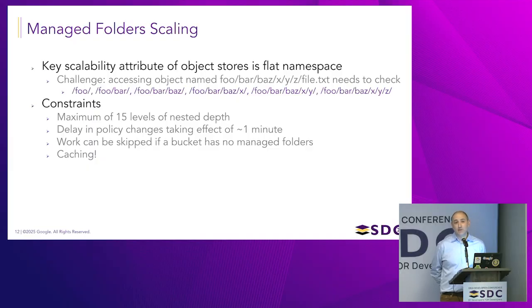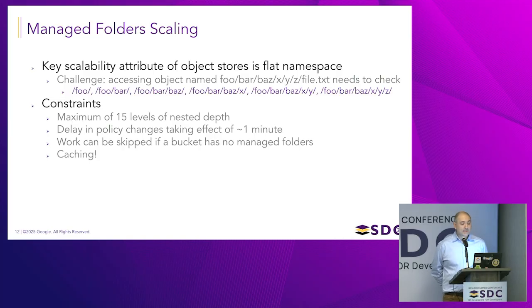So we did add some constraints here. You can have a maximum of 15 levels of nested depth with managed folders. We found that number is sufficient for the majority of customers. Very few people hit this limit. We also document that there's a delay in policy changes. You can imagine that's because of caching. If I update an IAM policy on a prefix, it can take up to a minute for those permission changes to propagate down to object operations that are underneath that prefix.